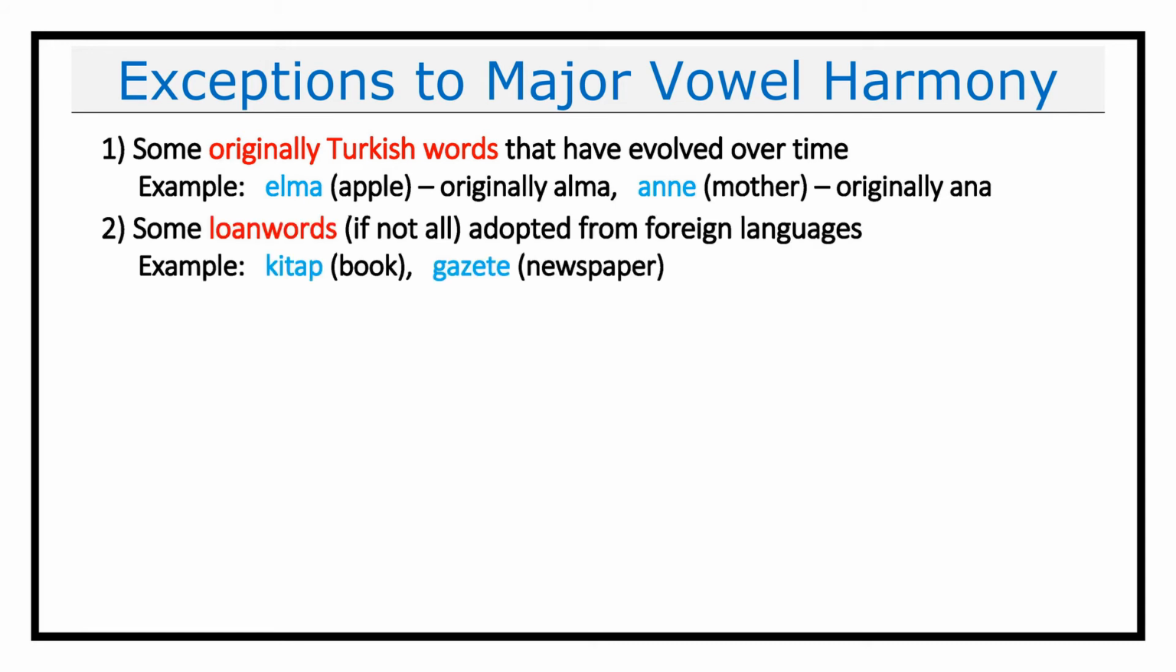The second possible case where the major vowel harmony can be violated is the loan words. For example, look at the word kitab. Kitab is a word that was imported from Arabic language and it doesn't follow the major vowel harmony rule. Same for gazete, where we have a hard vowel followed by two soft vowels.